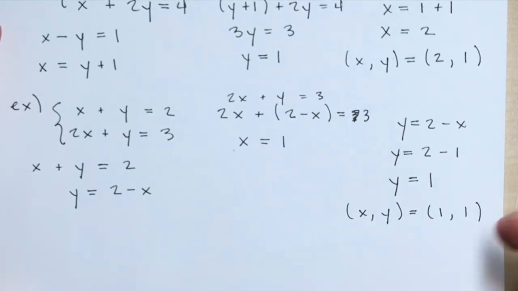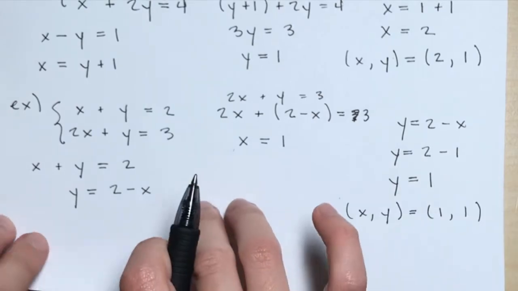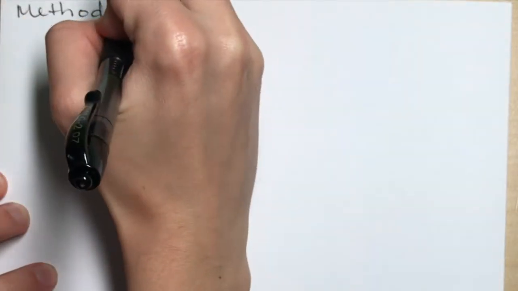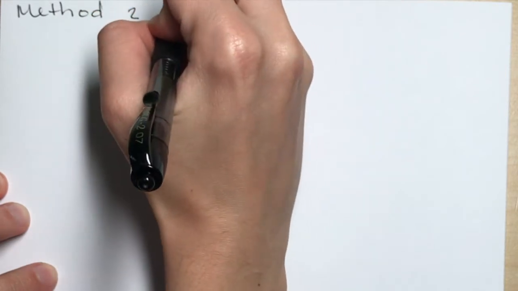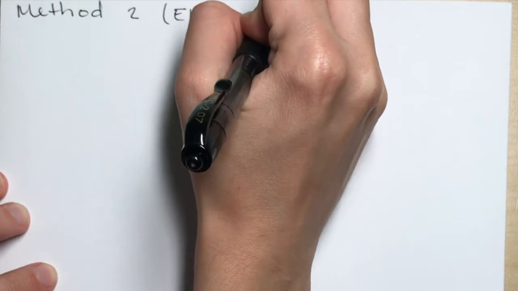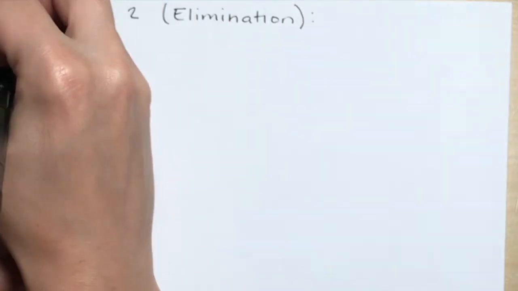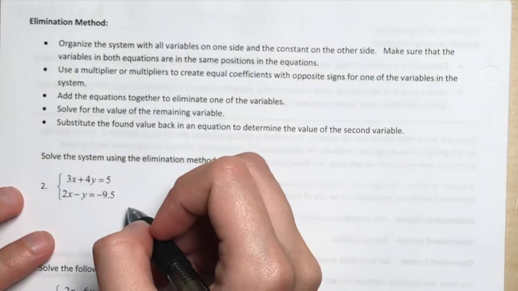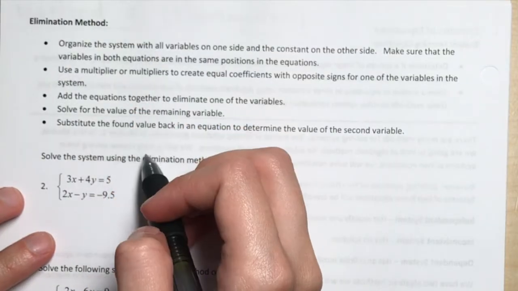Great. Let's go ahead and talk about the second method. So method 2 is called elimination. This is also in the lab manual, so let's turn to that page. Let's take a look at this first one here and follow the steps that it gives us.